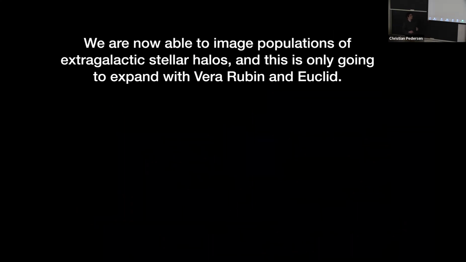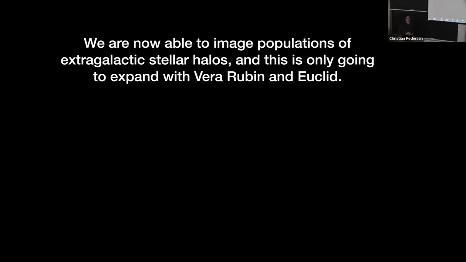Okay, so what I really want you to take home from this is that we are now at a point where we can make samples of extragalactic stellar halos, and this is really only going to get better because the cameras only really improve. In particular, with Vera Rubin and Euclid, we're going to get even more resolved stellar halos and low surface brightness images.